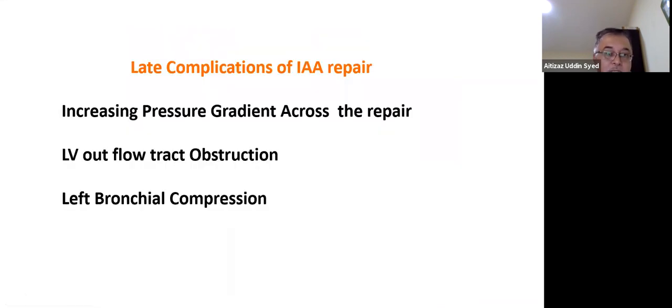Later complications can be increasing pressure gradient across the repair. The repair area can become narrow, so these children need to be followed up regularly, 1 month, 3 months, 6 months later by echoes, and see that area. And if it's narrow, these days they can easily be balloon dilated. LV outflow tract obstruction obviously will need a bigger operation. If it has really become troublesome, then they will need some type of a Konno repair.